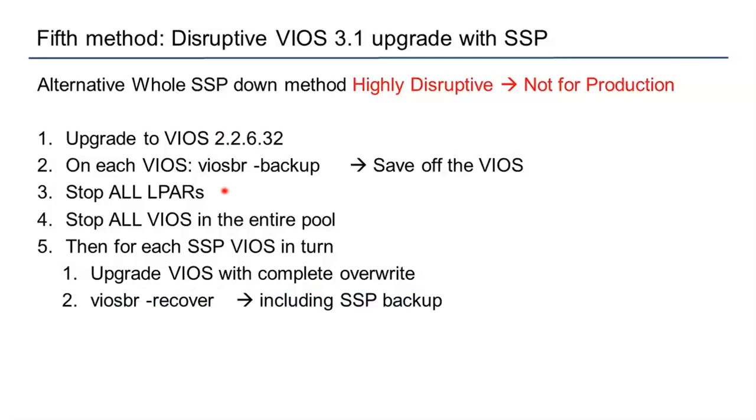And then you could use this one: stop all the clients, stop all the VIOSes in the entire pool, and then for each one do the complete overwrite install, and then you can do a manual recover and bring up the shared storage pool that way. So if you've got an experimental SSP or something, then you could just take it down and do it all mechanically and bring it back up, but I don't really see the point.